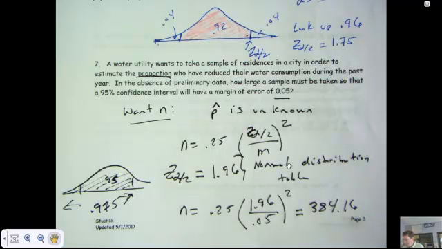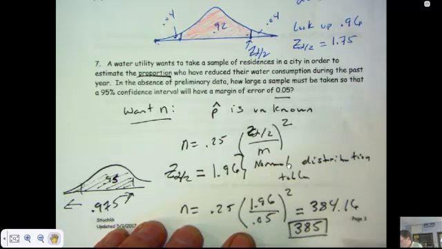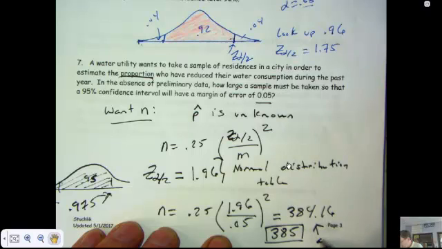So, what does that say? p-hat is the sample proportion. Sometimes you're given that. If I had another sample taken. So my answer would be 385. Okay, question today. And I always round that up.